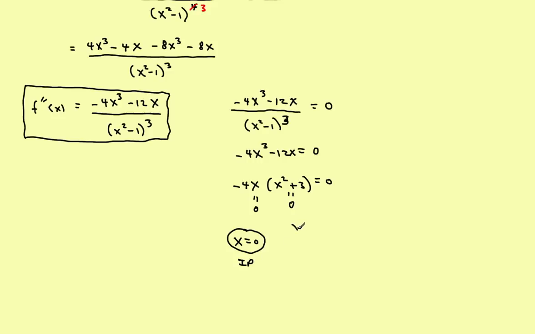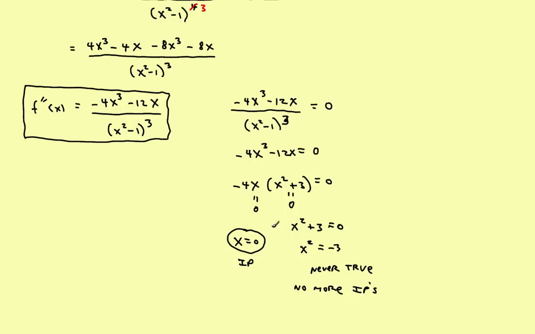Then set this one equal to 0. So x squared plus 3 is equal to 0. And what that gives you is x squared is equal to a negative 3. Now, no number squared is equal to a negative, so what this means is it is never true. So that is never true. And what that means is there are no more inflection points. So you have no more IPs. So the only inflection point you found was that x is equal to 0.